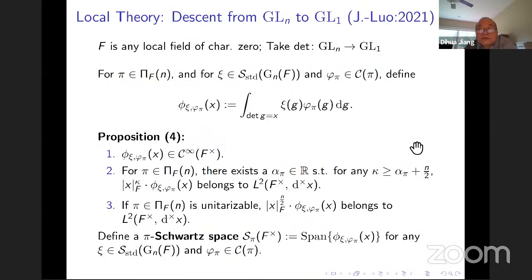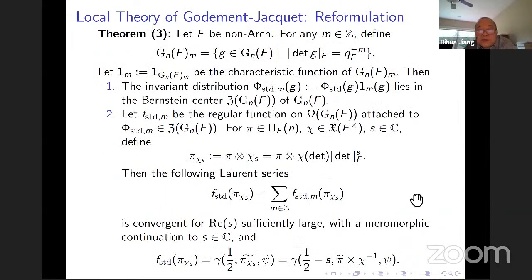Just maybe a comment, where does the character come from? Which character? The additive character. The additive character is from the distribution, right? The distribution defines the Fourier transform as a Hankel transform. So the Fourier transform has a character, right? This is why, but for simplification of notation, I didn't put this psi here. More precisely, I should put a psi here. Okay? More questions?